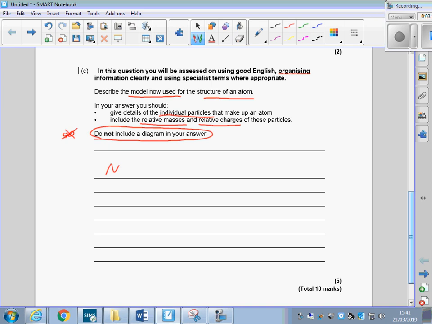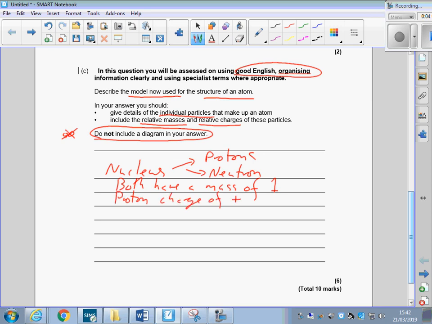So we say there's a nucleus. We need to include the fact that there are protons and there are neutrons. Obviously, I'm not doing the bit that says we need to use good English and organization. Okay, you really should write this out as full sentences. But so we've got protons and neutrons there in the nucleus. They both have a mass of 1. The proton has a charge of +1, and the neutron has no charge.